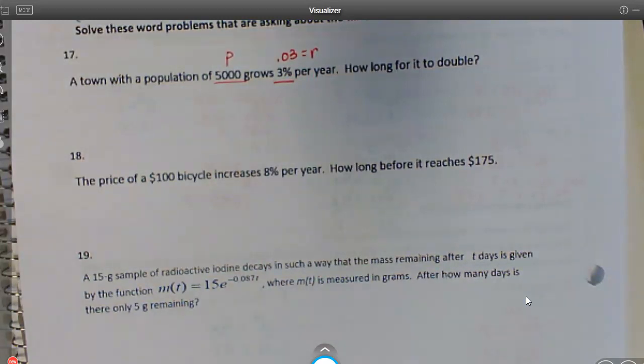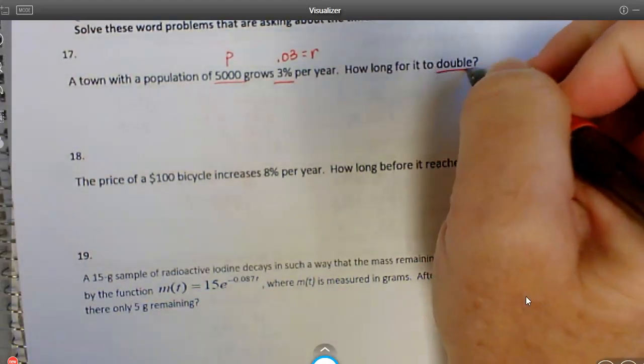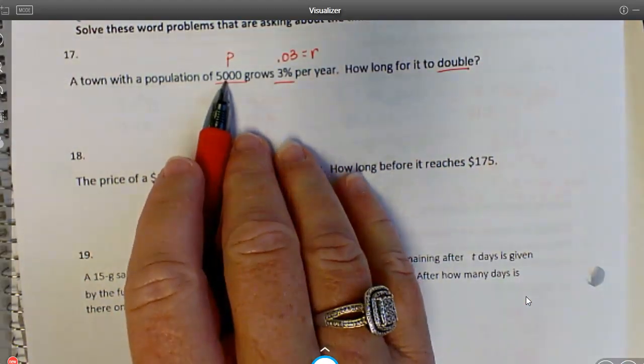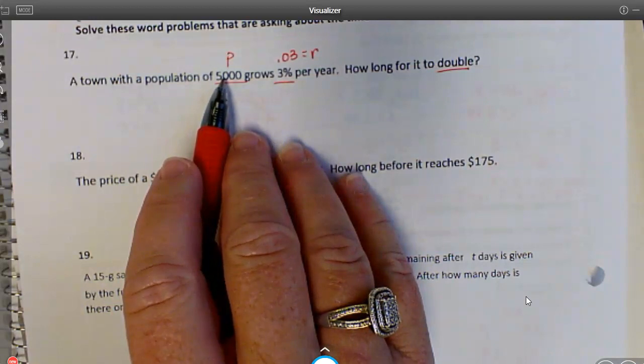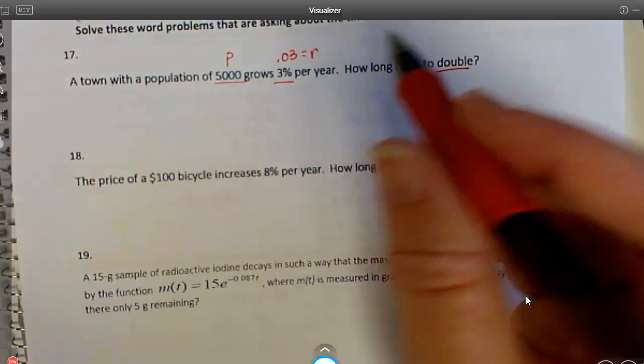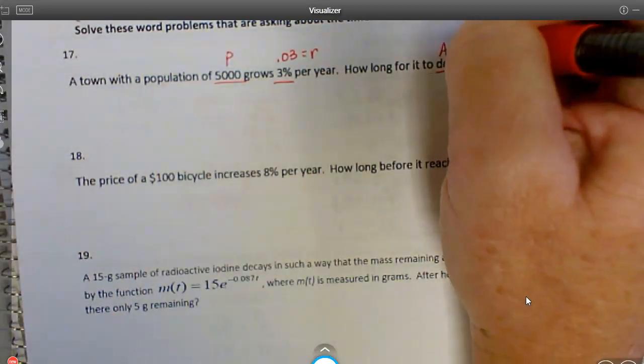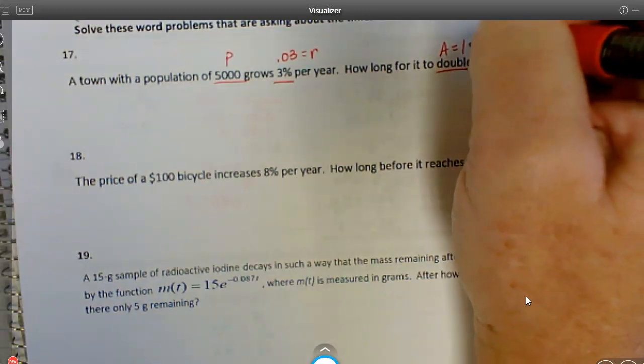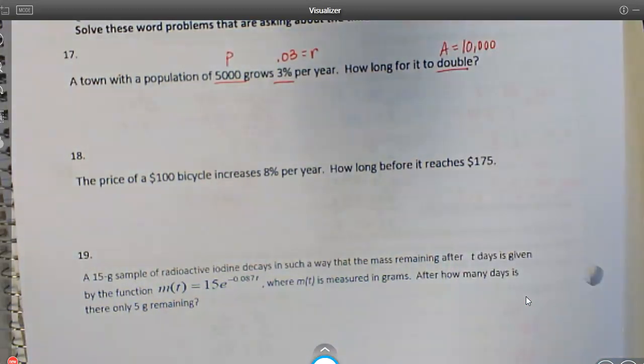If I want to know how long it's going to take for it to double, that right there is telling me I want to increase the starting value by 2. I want to multiply that by 2. So that's telling you that A is 2 times 5,000, so A is going to be 10,000.